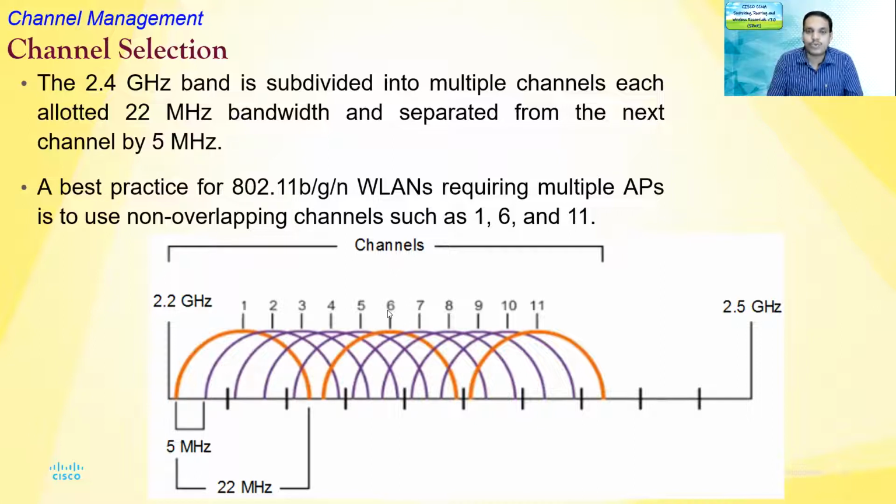But when you configure the 2.4 gigahertz channel, the best practice is to use the 3 non-overlapping channels, which are 1, 6, 11. They are actually colored orange in our diagram. You can see here 1, 6, 11. They don't overlap. They don't have coverage area over one another. So normally, people tend to use these 3 channels while setting up the 2.4 gigahertz.